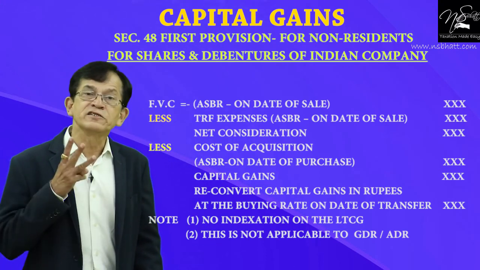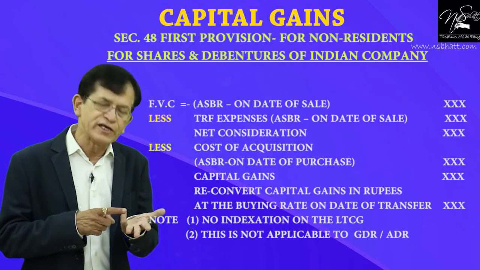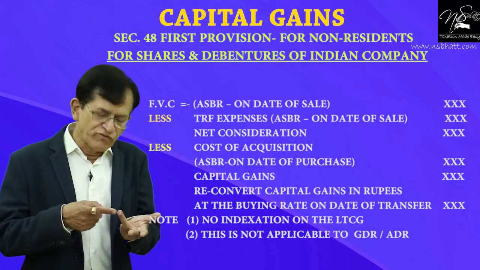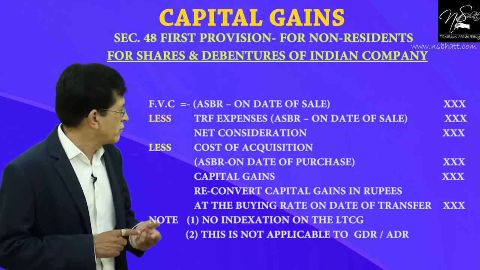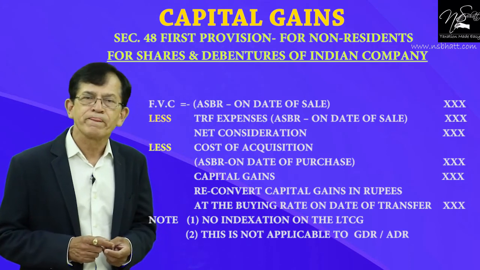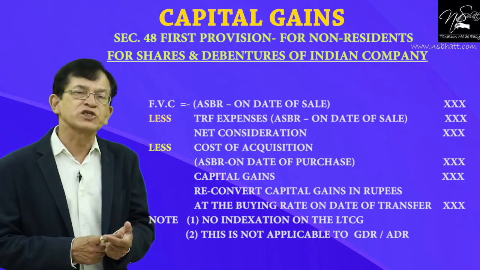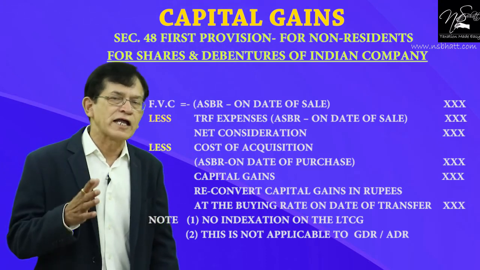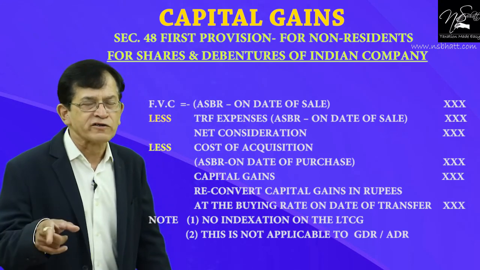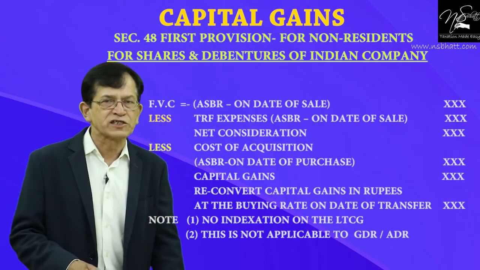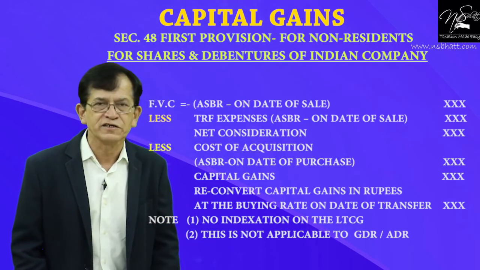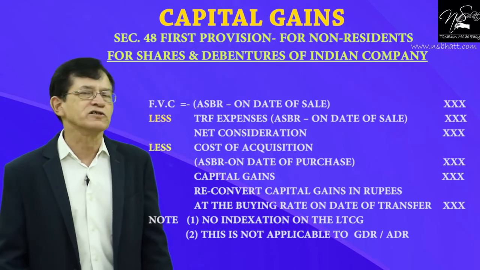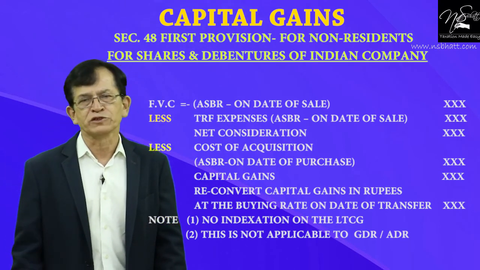So 48 gave me three things. 48 first gave me a mechanism how to get short-term capital gains. Section 48 gave me a mechanism of how to calculate long-term capital gains. And the provision 1 of the section 48 gave me a mechanism of how to calculate capital gains for a non-resident who has purchased the shares or debentures originally in foreign currency and today he decides to transfer, then what methodology is to be adopted is given by that provision.